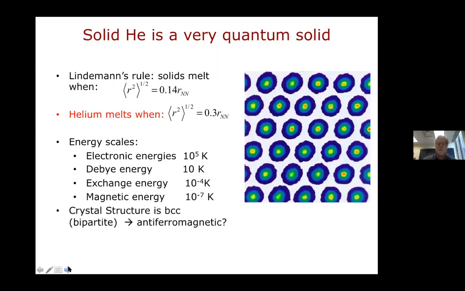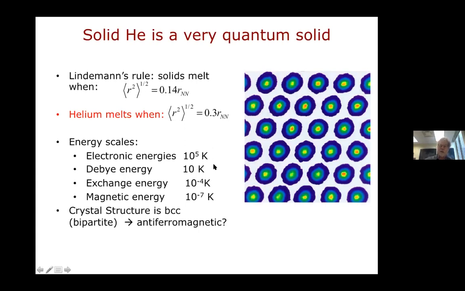Okay, first of all, a little bit about solid helium. Normal classical crystals melt according to Lindemann's rule, namely when the RMS vibration is something like 14% of the nearest neighbor spacing. Helium, however, is very quantum mechanical at these pressures, and it melts only when the RMS vibration motion is something like 30% of the nearest neighbor separation.